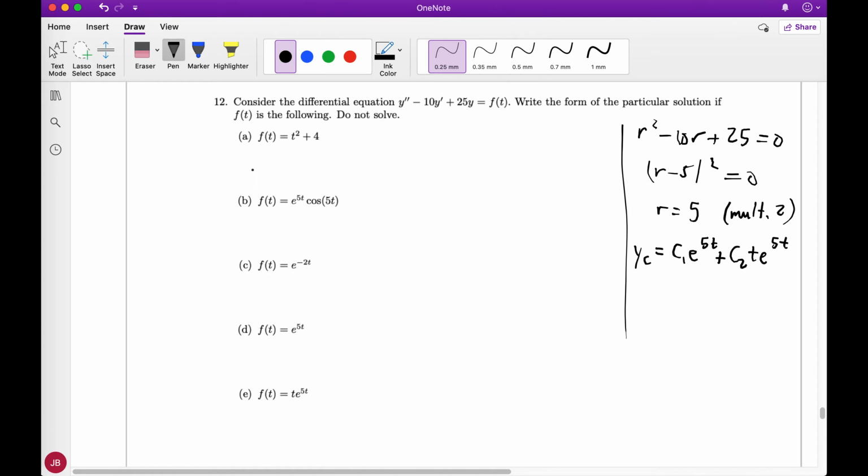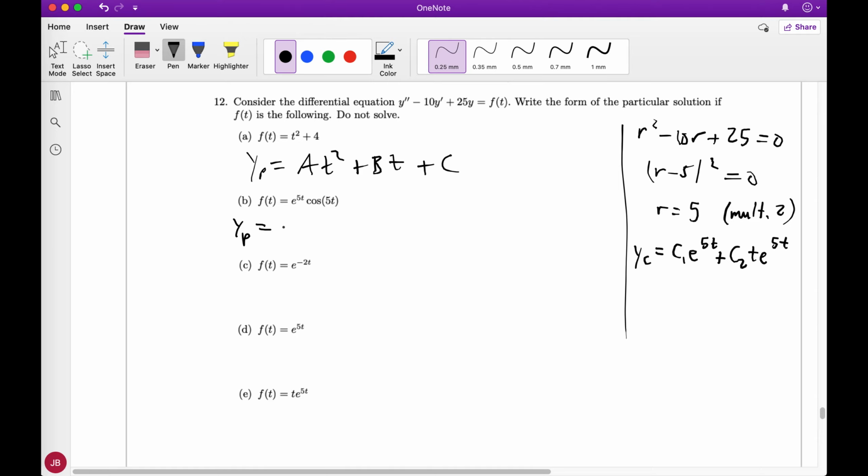All right, so coming over here, well, this is a degree 2 polynomial, so yp should just be a degree 2 polynomial. That's our initial guess. Is any of this represented in our complementary? No, right? These all have e to the 5t's, none of these do, so we're good.